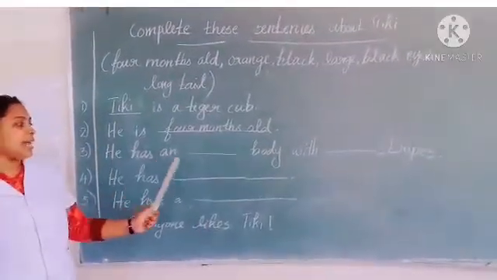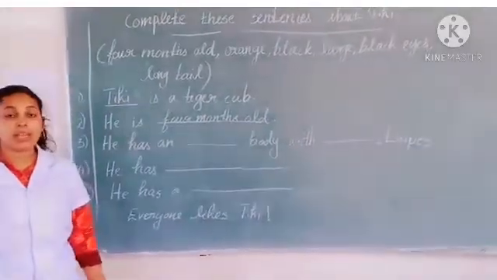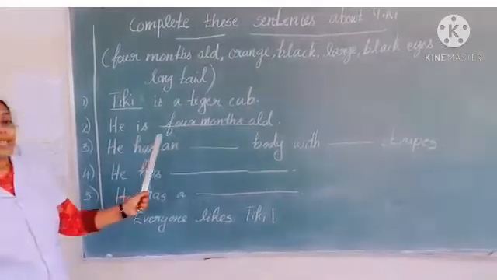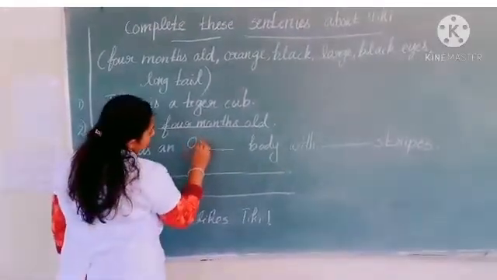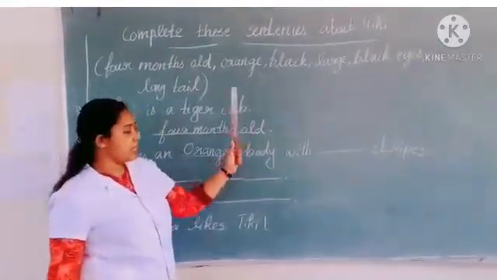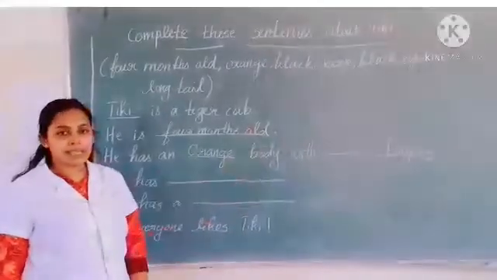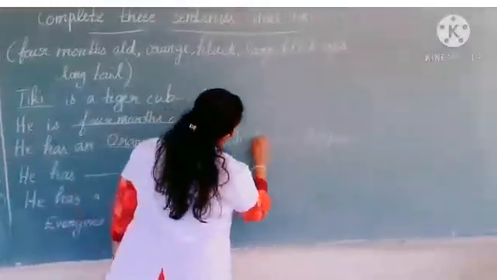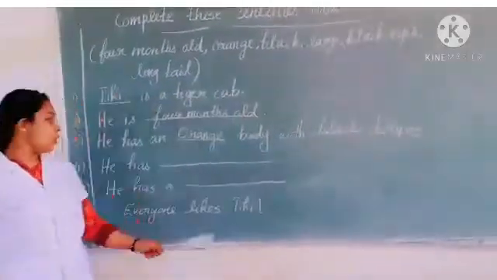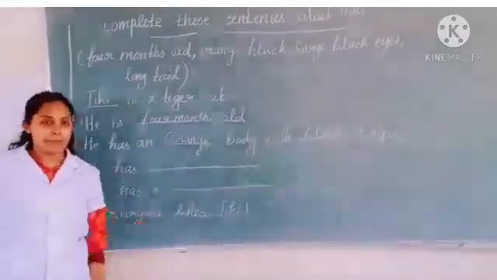Third one, he has a dash body with dash stripes. What's the color of his body? Yes, orange color. So here he has an orange body. Orange. Can you see the word orange here? Yes. Then what's the color of the stripes on his body? Yes, black stripes. So here we can write the spelling black, B-L-A-C-K, black. So he has an orange body with black stripes.